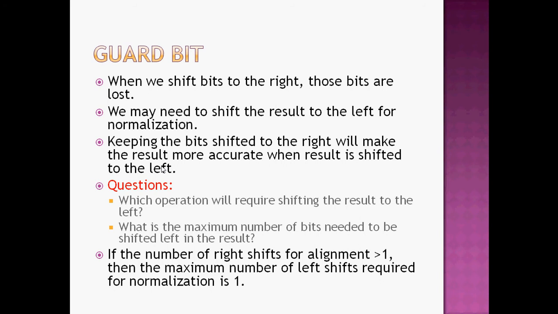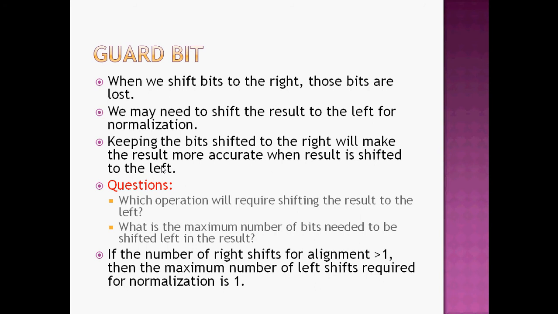Now let us move to our next topic, that's guard bit. When we shift bits to the right, those bits are lost. We may need to shift the result to the left for normalization. Keeping the bits shifted to the right will make the result more accurate when the result is shifted to the left.